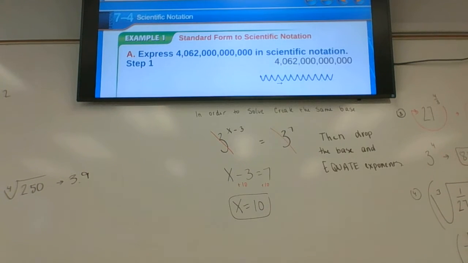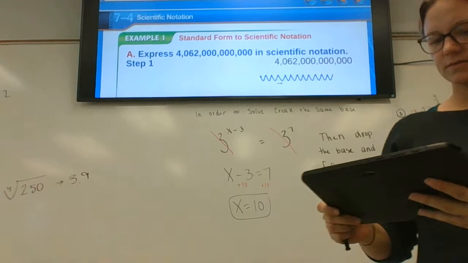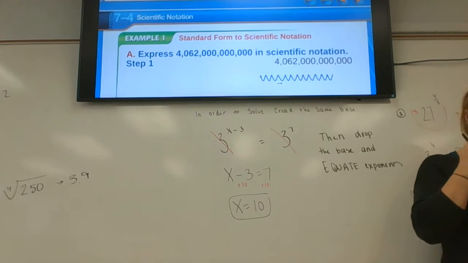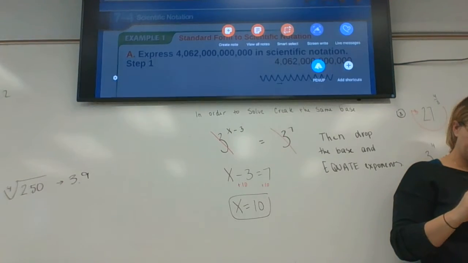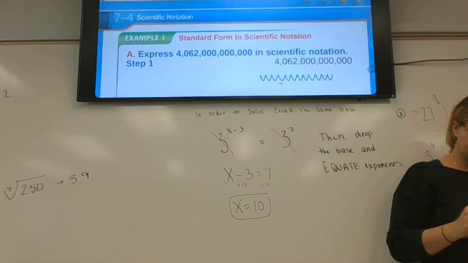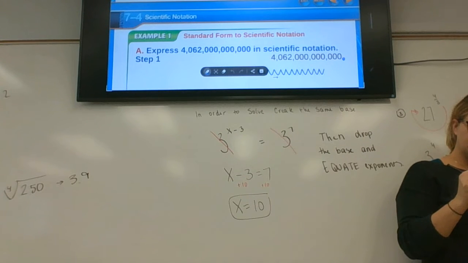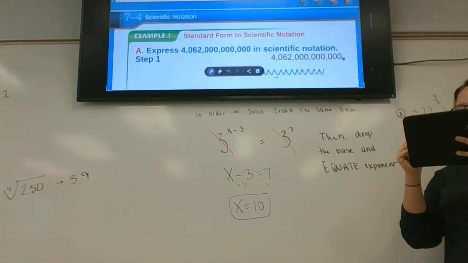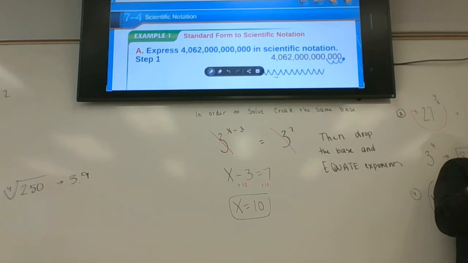Patrick, what's the answer? It's 62,000. No, it's 4.0. I put 4,062. Here's my decimal. It's 4.062. You can count with me. 1, 2, 3. Oh yeah. It's 4.062.